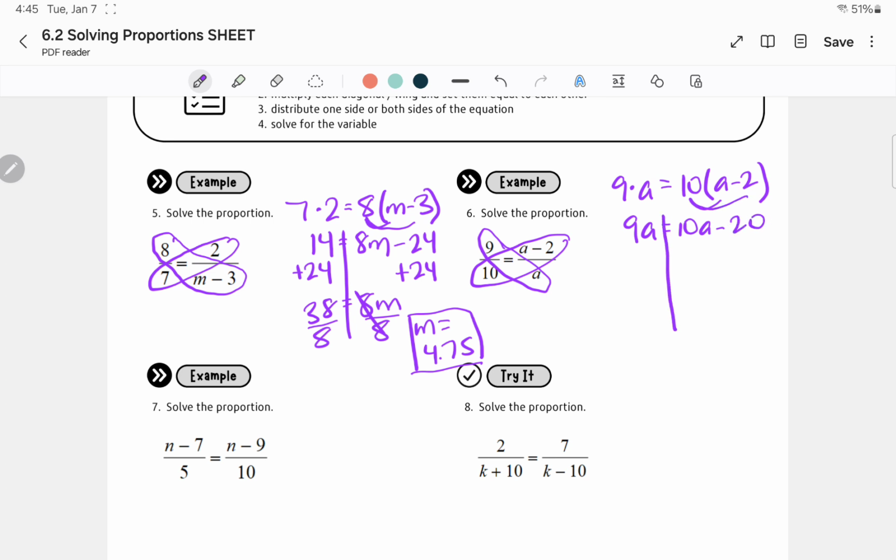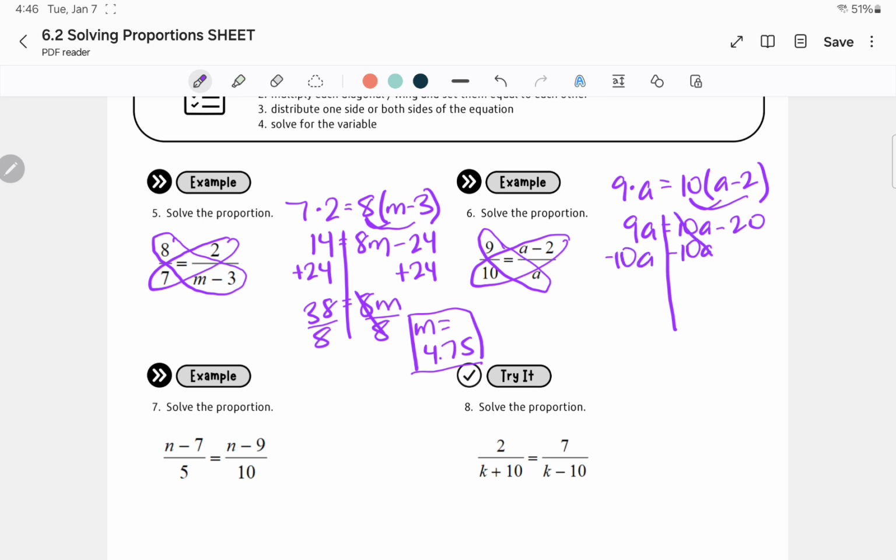Now I can draw my line. And now this time, I have variables on both sides. So how do I know what to do? If I want a variable on one side and a number on the other, there's already a negative 20 on the right. So I have to have the variable on the left. So I have to cancel this 10a out. I'm going to do it on both sides.